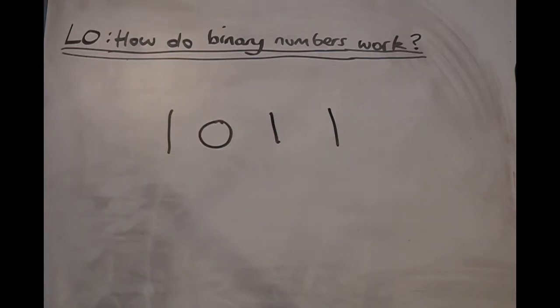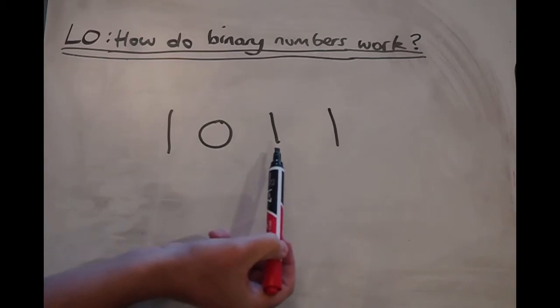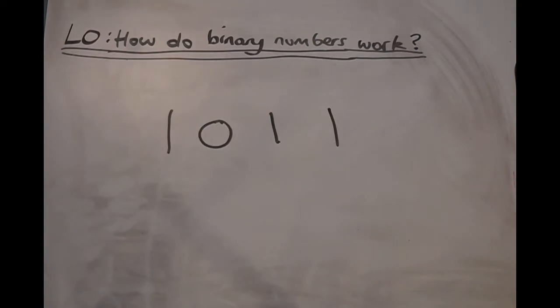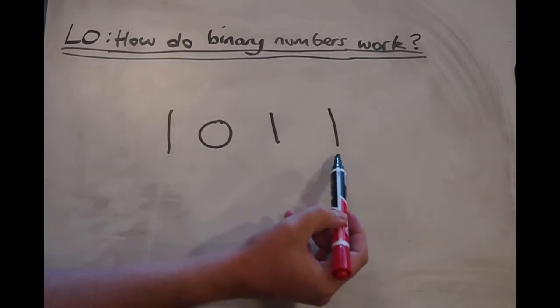Okay, so what we need to remember is that binary numbers have just two states. They can either be 0 or 1, or two digits, I should say. So a binary number can only be made up of two different digits, which is 0 or 1. Now all we need to do, like we would do with a normal number, a denary number that you'd use in maths, is we start on the right hand side.